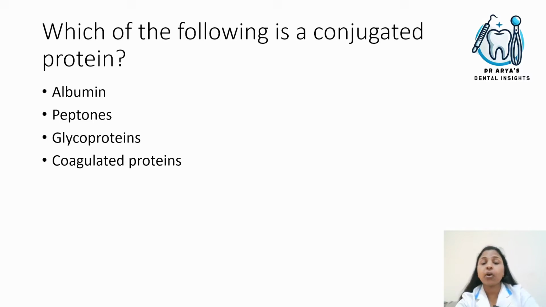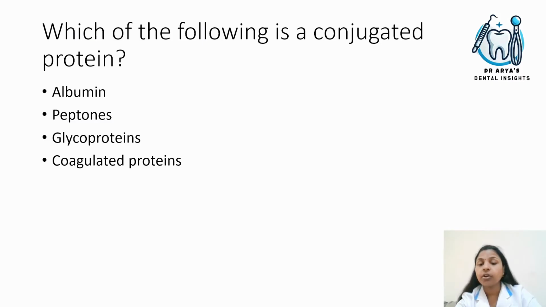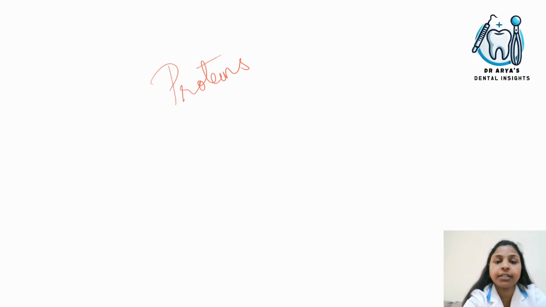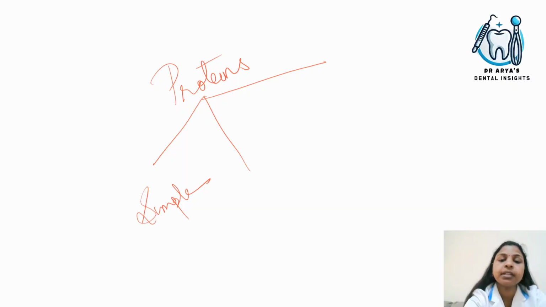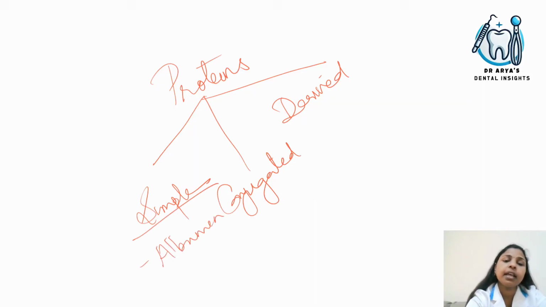Which of the following is a conjugated protein? Is it albumin or peptones or glycoproteins or coagulated proteins? So proteins can be classified into 3. Which are they? First one is simple, then conjugated, and finally derived. Okay. So what are simple proteins? Simple proteins examples are albumin and globulin.